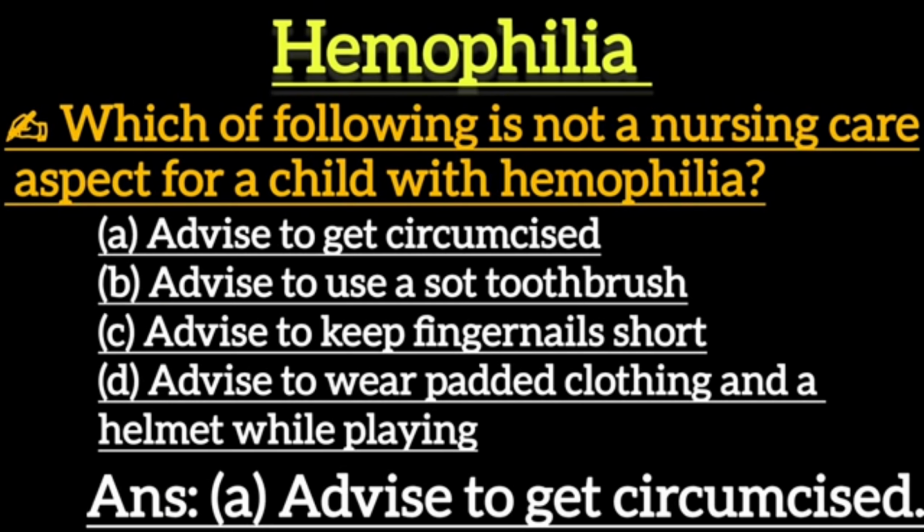Next one: which of the following is not a nursing care aspect for a child with hemophilia? Option A, advice to get circumcised, option B, advice to use a soft toothbrush, option C, advice to keep fingernails short, option D, advice to wear padded clothing and a helmet while playing. Correct answer is option A, advice to get circumcised.